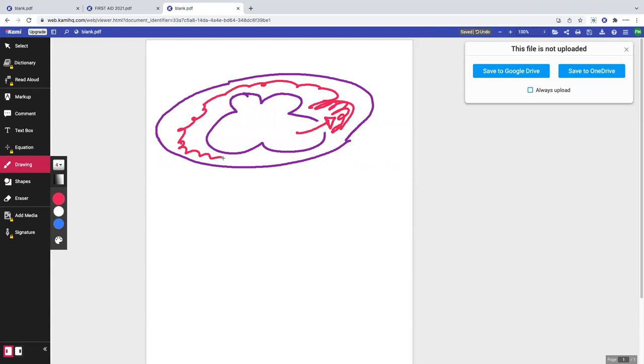If the blood starts accumulating in the pericardial space, will the heart have enough space to contract and relax? Yes or no? The answer is no.